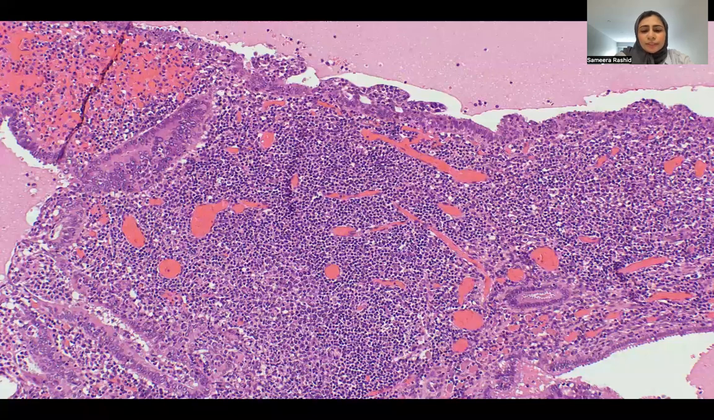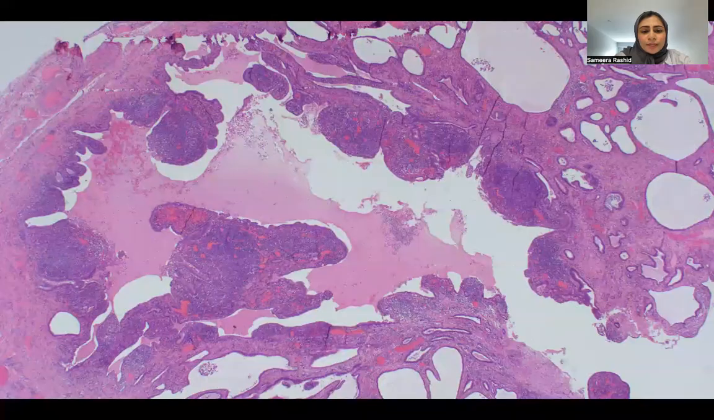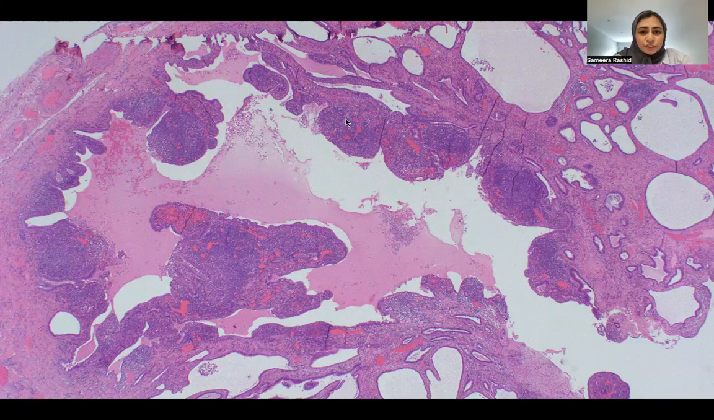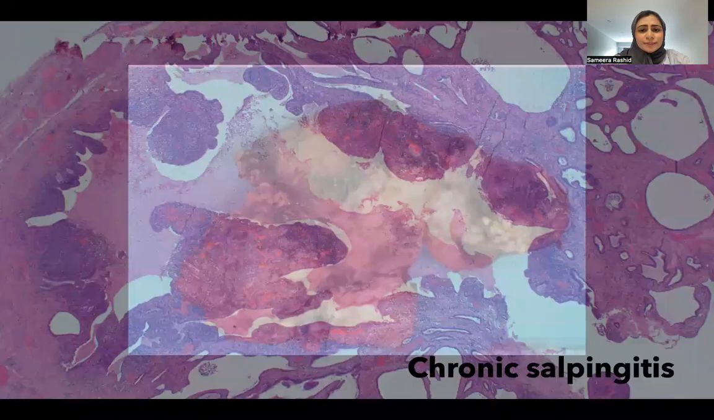Chronic inflammatory salpingitis is rather more common than acute, but in most cases, we see a mixture of both. So here I have sheets of lymphocytes and some plasma cells as well. In many cases, because the process is chronic, we have lymphoid follicle formation. I have this round sheet of lymphocytes, and in some areas, it looks like it has a germinal center. So it's like a lymphoid follicle. Yet again, this is just chronic salpingitis.